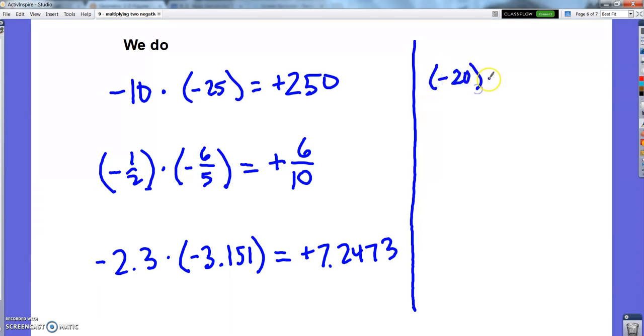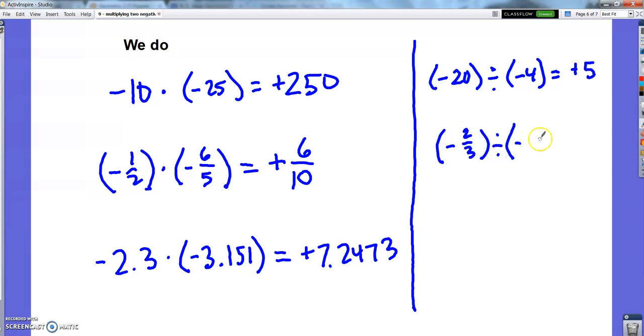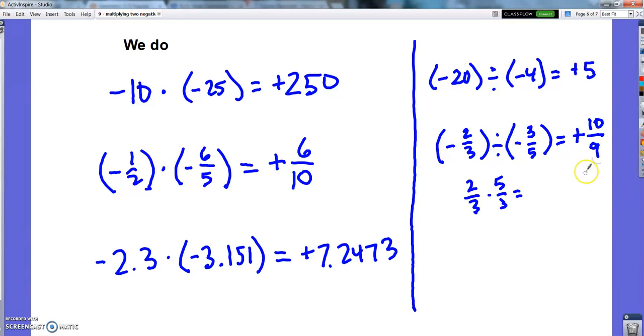Works with division too. Negative 20 divided by negative 4 is positive 5. Can't show it to you. Can't make negative 4 groups. That doesn't make any sense. But I proved to you why a second ago. Works with fractions. Negative 2/3 divided by negative 3/5 is a positive number. And then I can just use my division algorithm to get the number. 2/3 times 5/3 is 10/9. All right, and that's how it works.